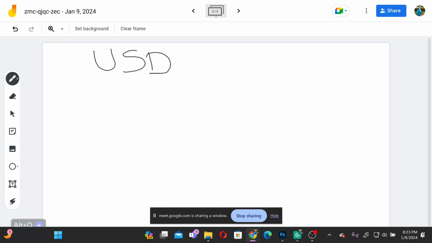You have something like US dollar. This is how it's written, US dollar. This is the currency of the country, the United States dollar. This is the name of the currency. We have something like the Canadian dollar from Canada.